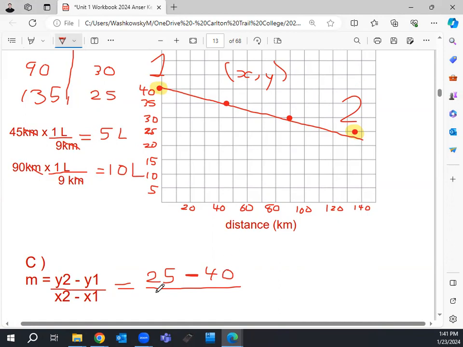And then my X2, in this case, was 135. I subtract my X1, which was 0. Then 25 minus 40 is negative 15. Negatives and decimals always seem to throw people off, but you're still solving it the exact same way. Your calculator can do a lot of this heavy lifting for you. So negative 15 over 135 minus 0 gives me 135.